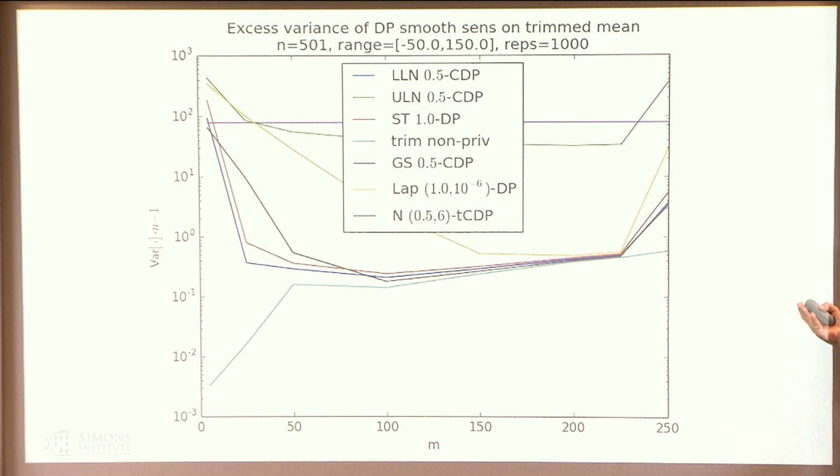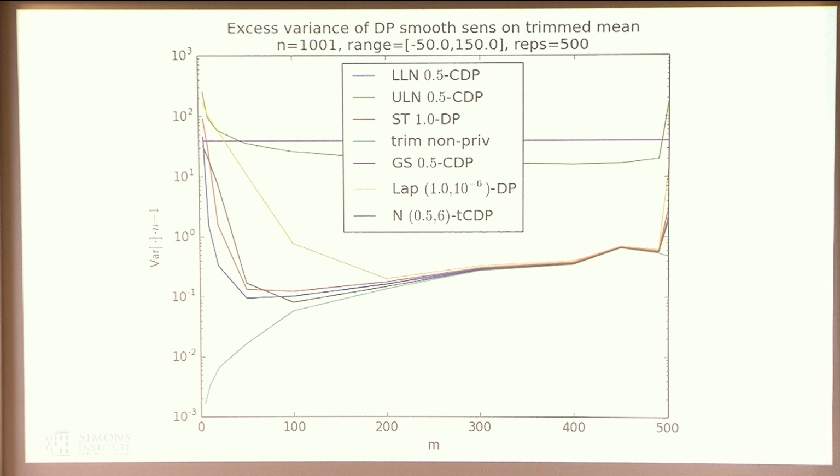Plus also, I guess, the smooth sensitivity also starts going up at some point. So there's a sweet spot in the middle that you need to look at. So this is n equals 500. This is n equals 1,000. And you can sort of see that these things are getting kind of squished together. So what we're seeing is that indeed the trimming is what's dominating in terms of the error over here.